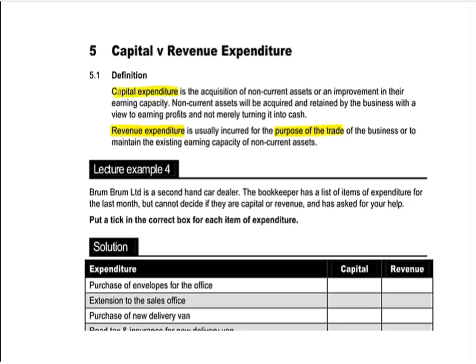Capital expenditure then is the acquisition or the buying of non-current assets. So perhaps buying a piece of new machinery for your production line or some kind of improvement in their earning capacity. So perhaps adding some extra features to your machines. These non-current assets then are not sold on, they're actually kept by the business and they're used to earn the profits. And that's one of the contrasts with revenue expenditure. Then you buy things like raw materials in order to sell them on to generate sales.